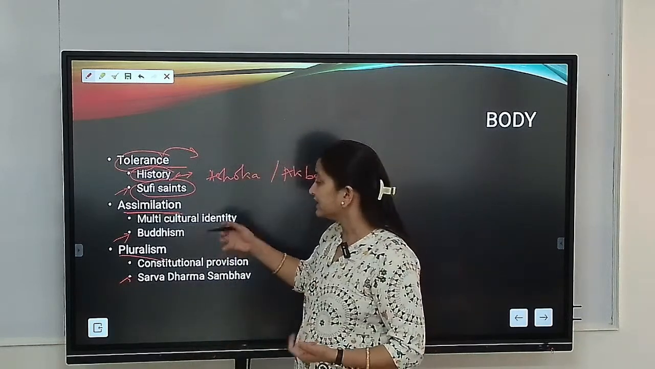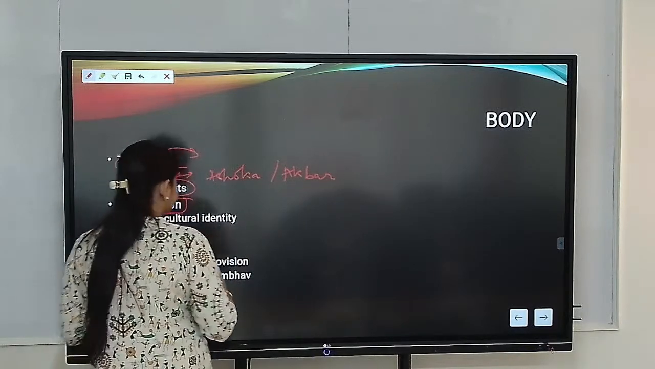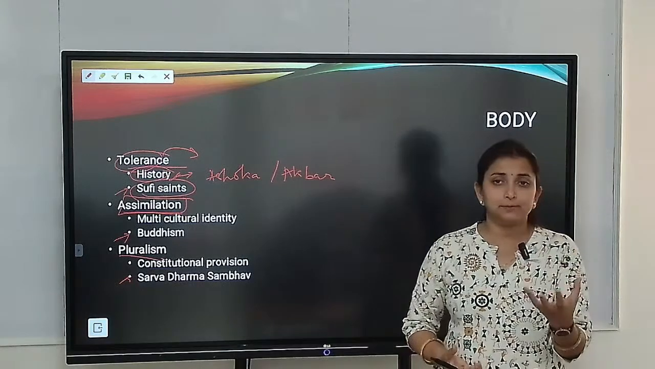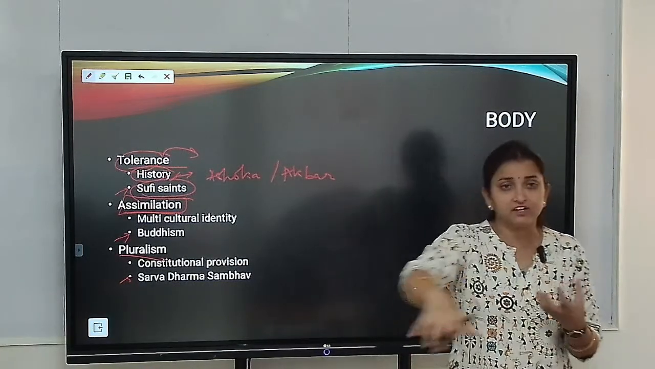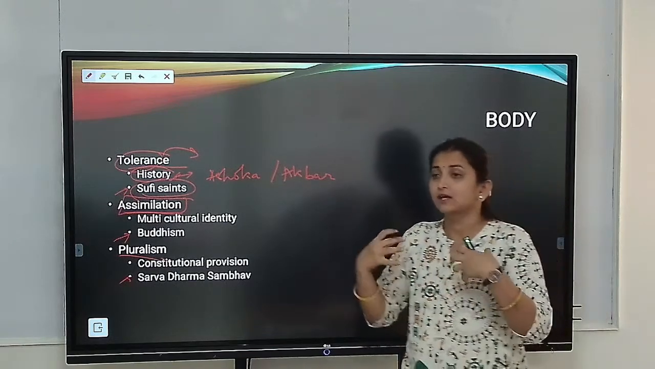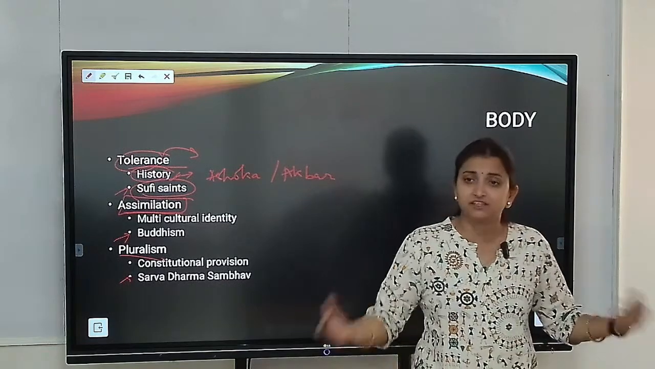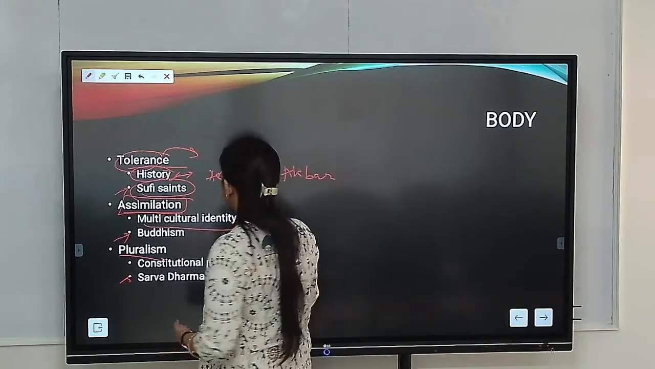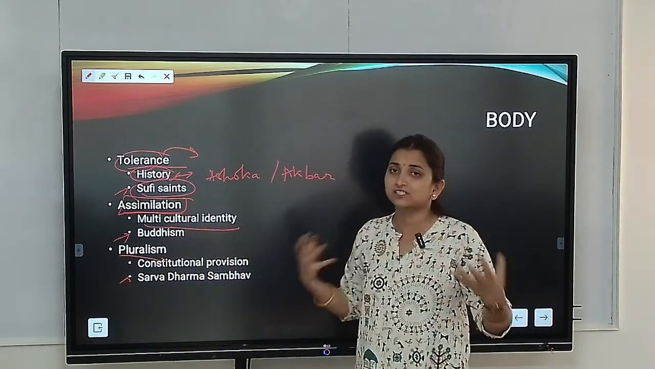Okay. Or Indian secularism. We have also exhibited the ideas of assimilation. Assimilation, matlab, one religion will exhibit the pattern or behavioral patterns of other religions also. This is known as assimilation because one religion has assimilated, accepted the values of other religions also. That makes Indian secular society a multicultural society, having a multicultural identity.